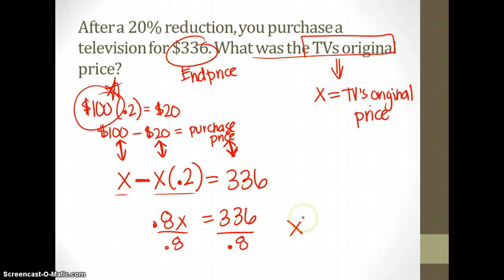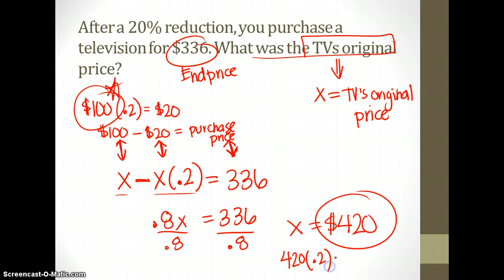Divide on both sides to get my original price, and my original price should be $420. You could double check that by saying, okay, what would a 20% discount on that be? Well, if I did 420 times 0.2, that would be $84 in discount. 420 minus $84 in discount sends you back to that price that we said we paid, $336. So just to double check our answer there.